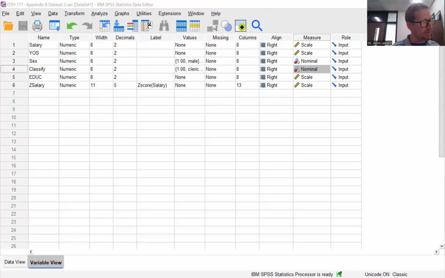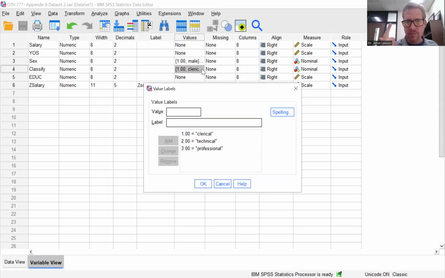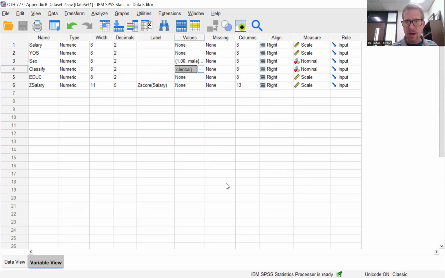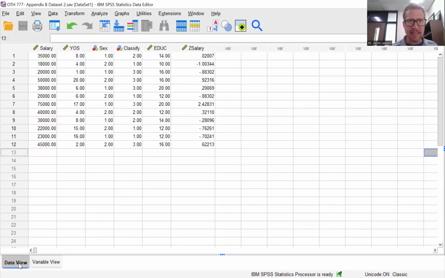For this exercise we are specifically looking at the data for classify. In values, we have 1 is clerical, 2 is technical, and 3 is professional. So we have those values and labels entered correctly. We also want to make sure that the measure is set to nominal. Okay, we can go to the data view, and it is going to look like this.